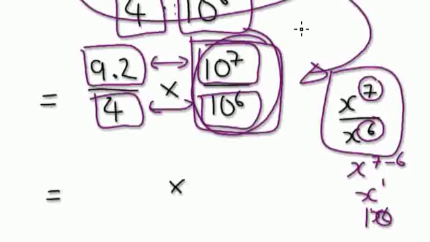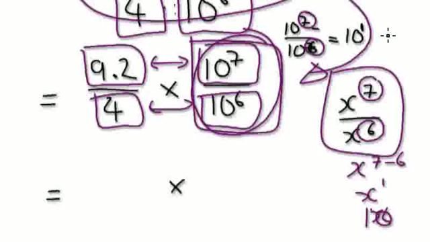Okay, because here you've got 10 to the power of 7 divided by 10 to the power of 6. So what you have to do is get 7, take away the 6 here. So this equals 10 to the power, well, 7 take away 6 will be to the power of 1. But then that is 10. So the overall answer here is 10.